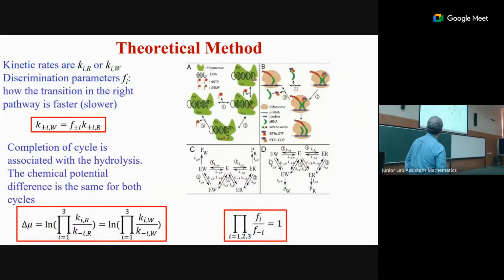And so we decided to look at several systems, but before that, you have essentially two identical pathways. The only difference between them is that the rates in the wrong direction would differ from the rates in the right direction, and we can quantify it by introducing this discrimination factor.